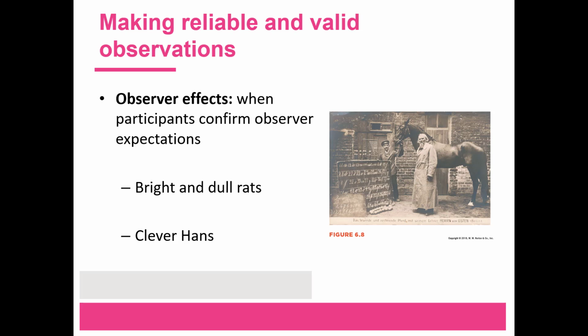The rats were actually all genetically similar, but the maze bright rats ran the maze faster each day with fewer mistakes, whereas the maze dull rats did not improve their performance over several days of testing. The study demonstrated that sometimes observers' expectations can actually influence the behavior of those they're observing.